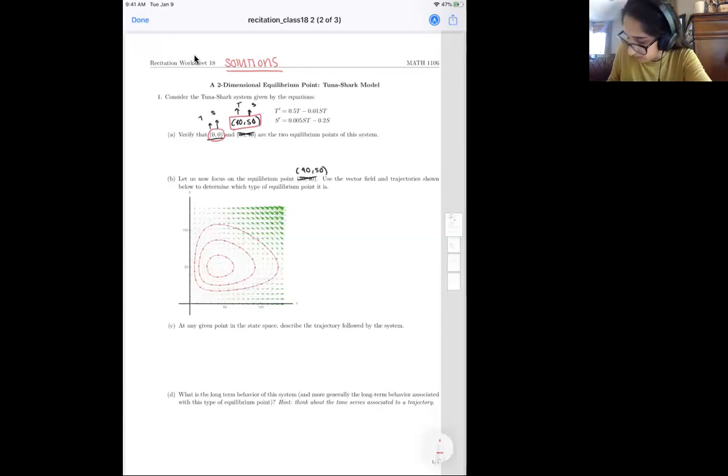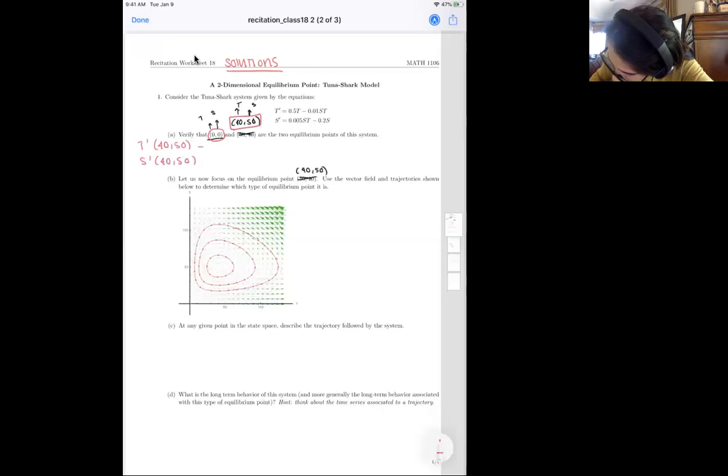So essentially what we want to do is plug 40, 50 into the change equations. We want to evaluate T prime at 40, 50, and S prime at 40, 50, and make sure that these two equations are equal to 0. So let's go ahead and do that.